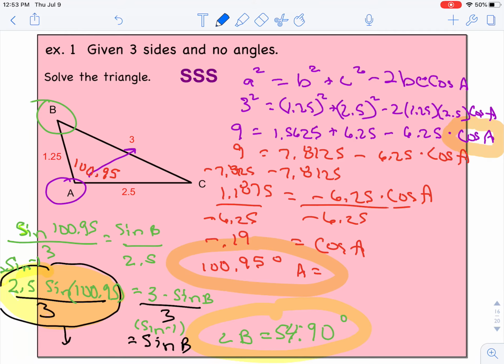So now we have angle A, we have angle B, and so now we can use triangle sum to get C. We already have the 3 sides, so we don't need to do anything else with the sides. We are solving, which means find all the missing angles inside. So now angle C is equal to 180 minus 100.95 minus 54.90 gives us 24.15.